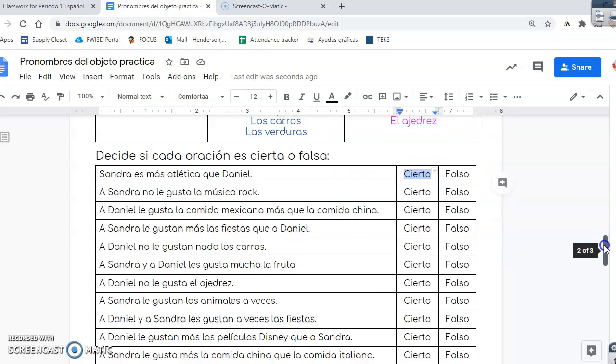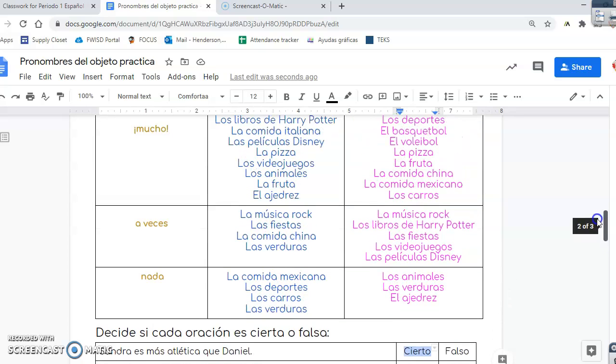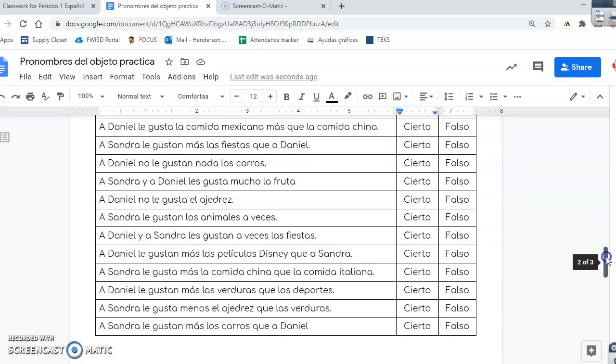Let's look at a couple of these because there are some things we haven't seen before. This one right here: a Daniel le gustan más las películas Disney que a Sandra. So our sentence says Daniel likes Disney movies more than Sandra. Is that true? Más, remember, means more. If I come up here, I can see that Daniel, oh my god, he likes Disney movies a lot. Now I need to go over here and see where she stands on Disney movies. She likes Disney movies sometimes. So I think it's safe to say that yes, a Daniel le gustan más las películas Disney. He likes Disney movies more.